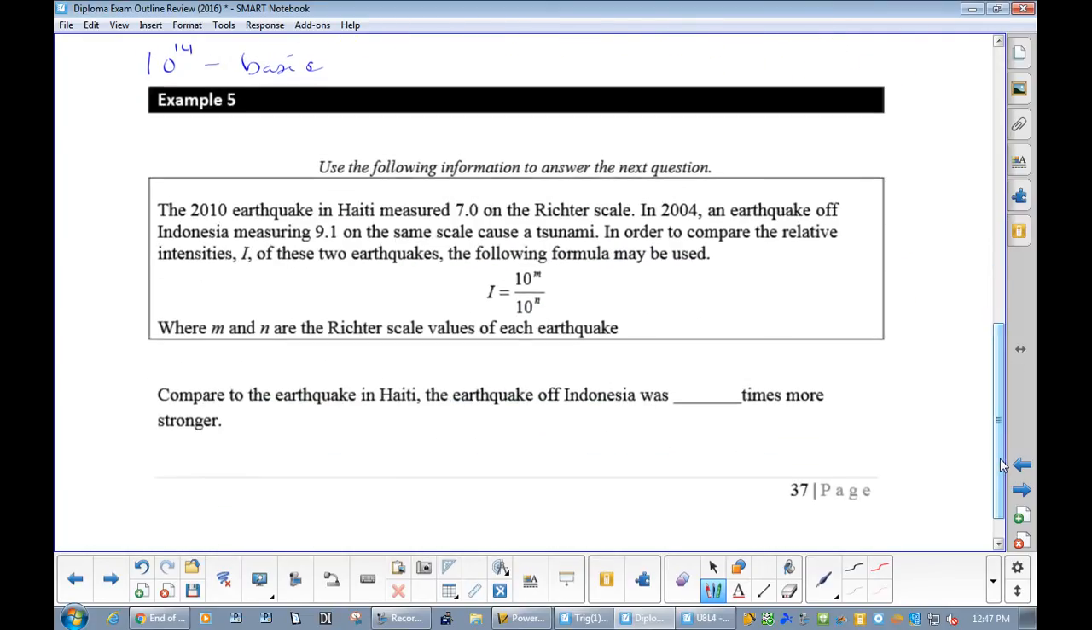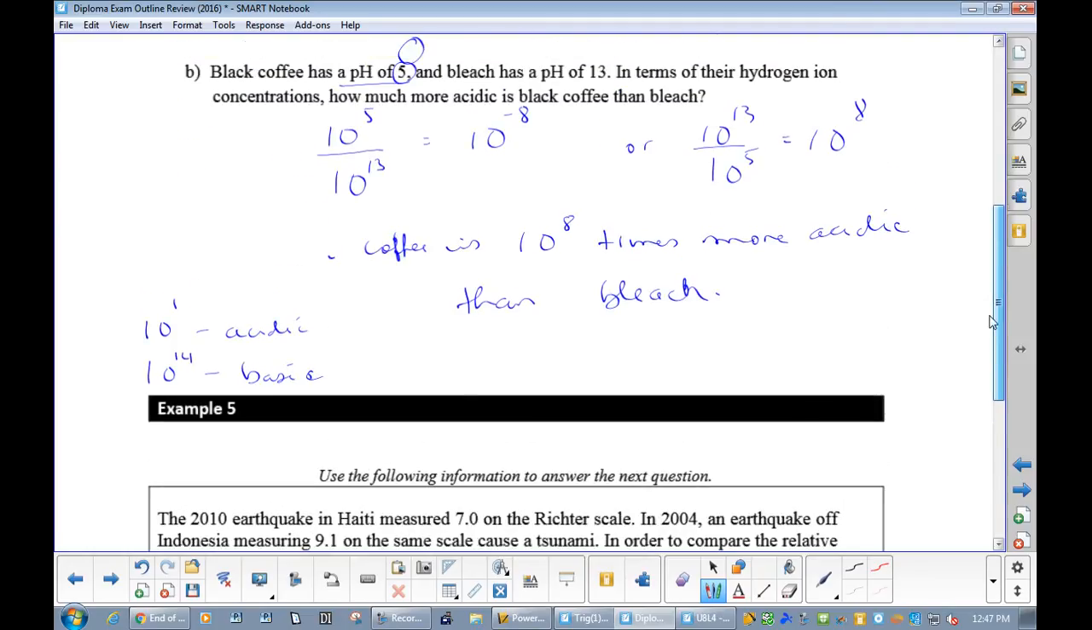Okay? You said that both ways of doing that were acceptable. Well, you just have to say it right. I would still say that coffee is more acidic, so it'd be 10 to the 8th times more acidic. Just keep it straight that the coffee is more acidic; you wouldn't want to say the bleach is 10 to the 8th times more acidic than coffee. So the 10 to the 8th helps you, and the negative actually says it's acidic. But if you did it the other way, you should still know that 5 is more acidic than 13.